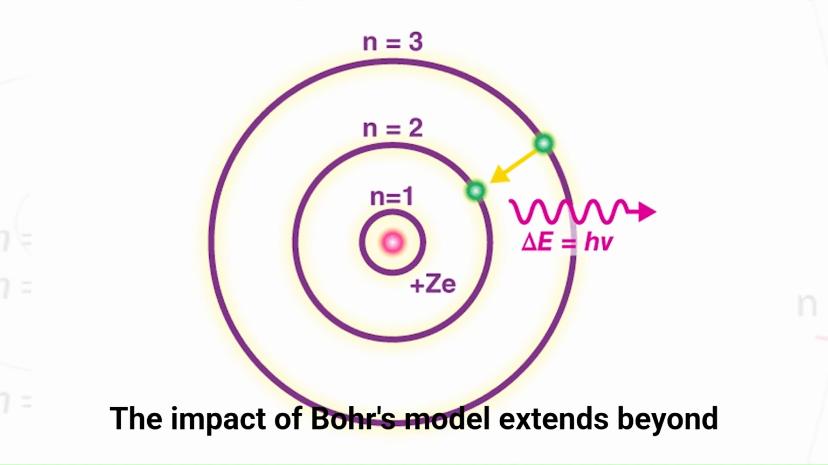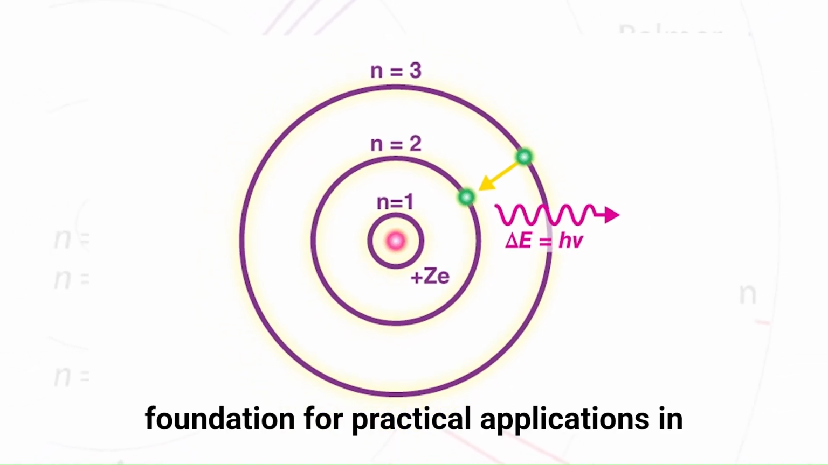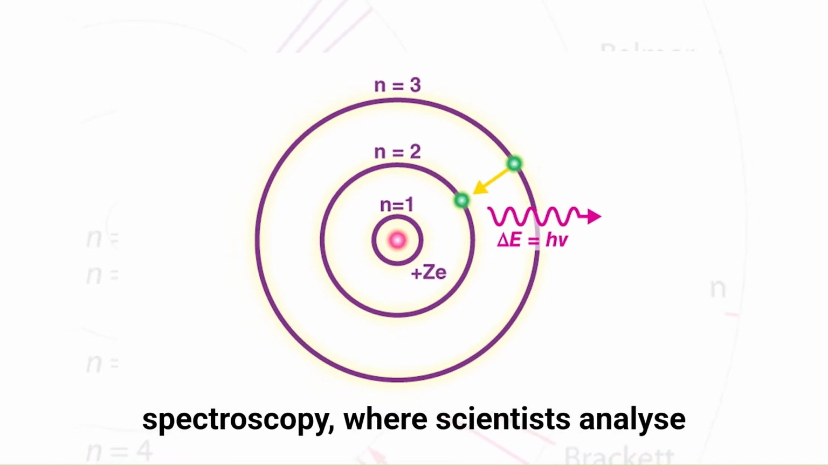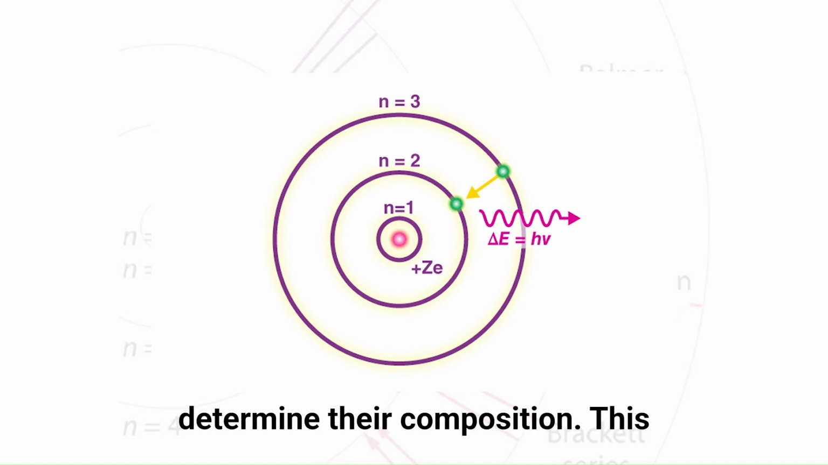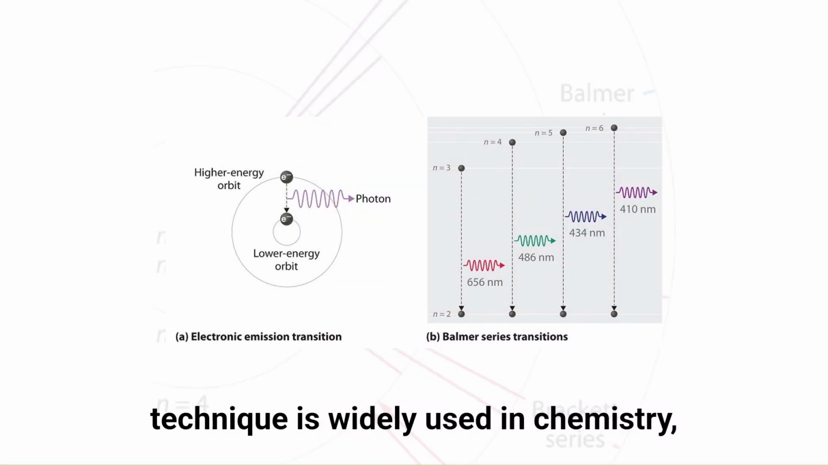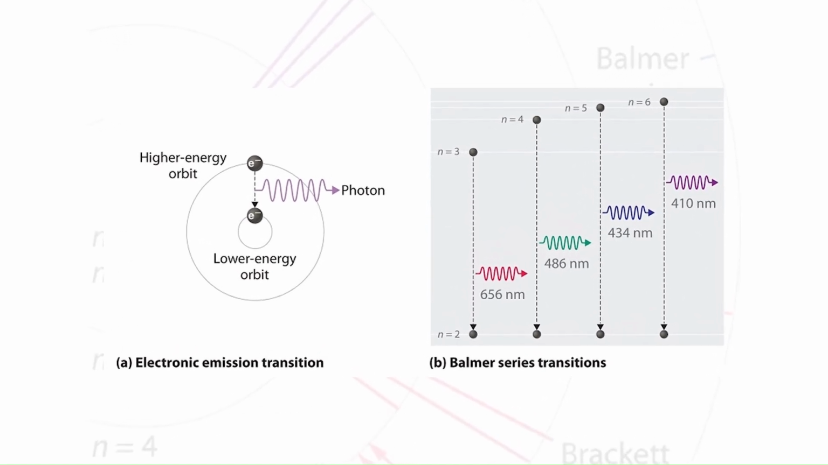The impact of Bohr's model extends beyond theoretical physics. It laid the foundation for practical applications in spectroscopy, where scientists analyze the light emitted by substances to determine their composition. This technique is widely used in chemistry, astrophysics, and forensic science.